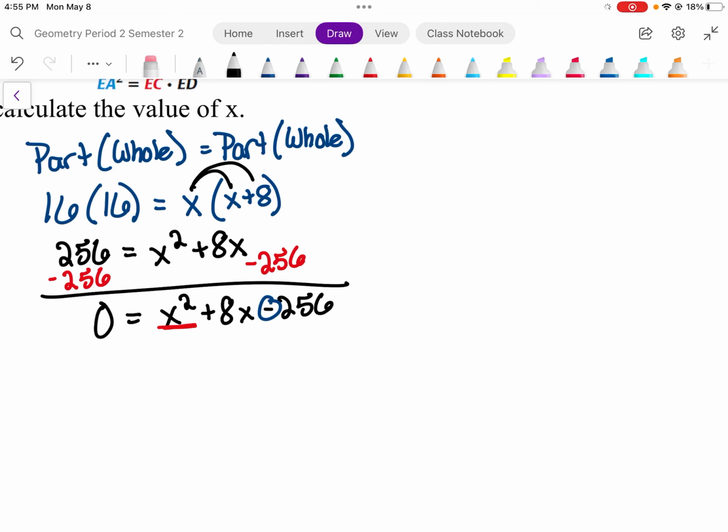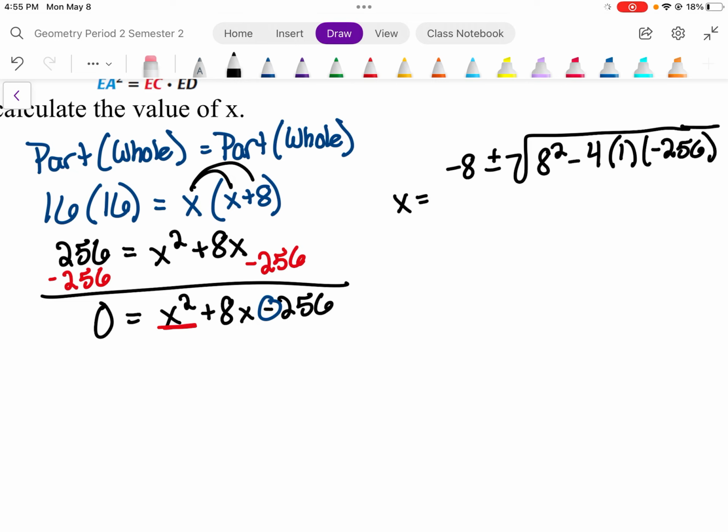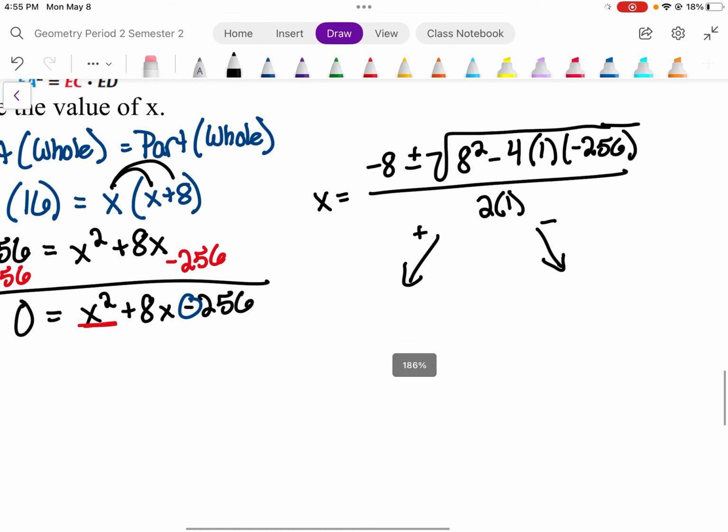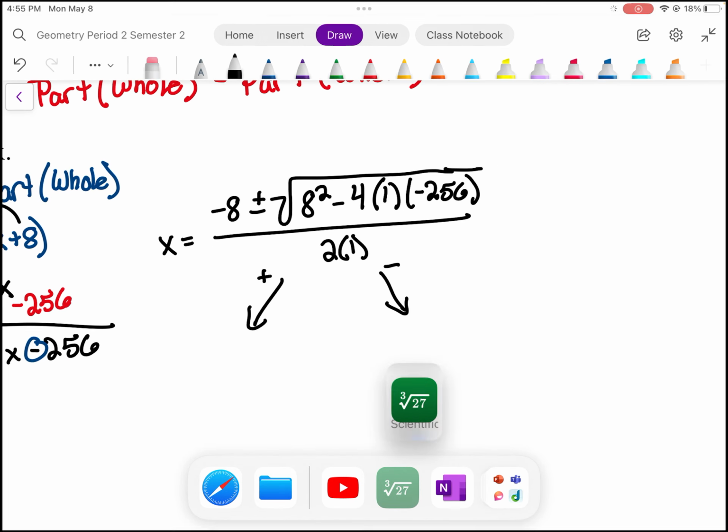So for that, we're going to have x equals negative 8 plus or minus the square root of 8 squared minus 4 times 1 times negative 256. And that's going to be all over 2 times 1. And we're going to add once and then subtract to get our answer.